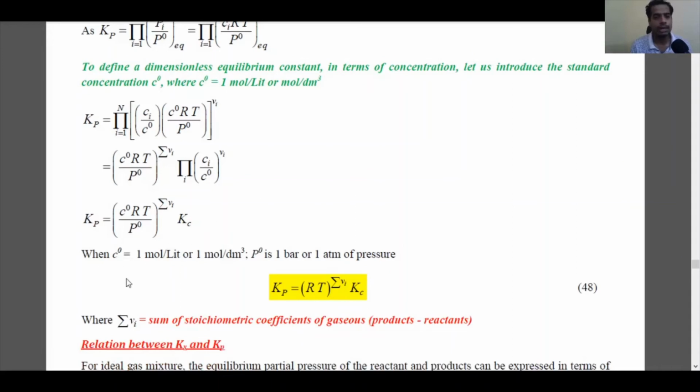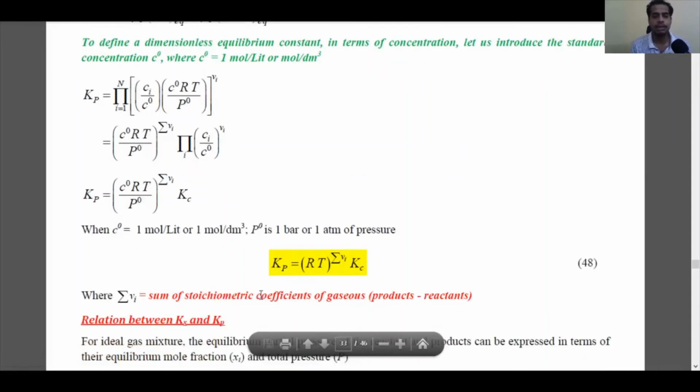So what will I be left with? I will be left with Kp is equal to RT to the power sum over Vi into Kc. Now what is Vi? Vi is the sum of stoichiometric coefficients of gaseous products minus reactants, or I can also say the number of moles of gaseous products minus the number of moles of gaseous reactants at equilibrium state.